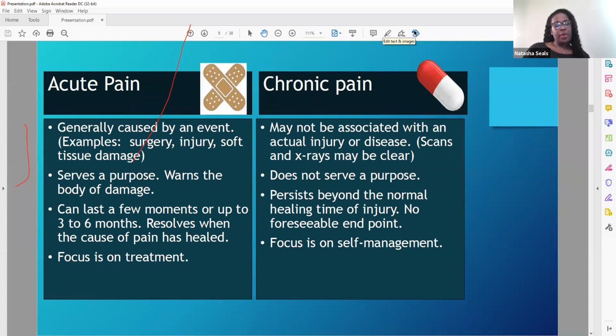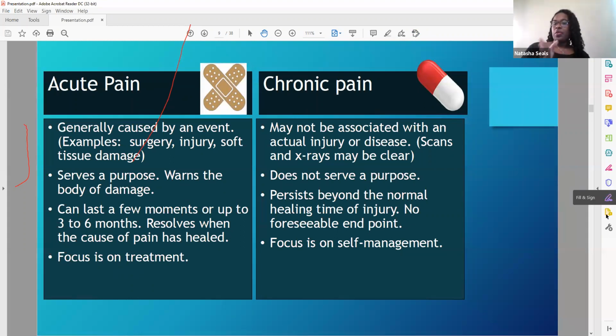So here we look at acute pain versus chronic pain. So CDC actually recognizes that when you treat acute pain, it should be done in the period of 3 to 7 days. Now, there may be instances where you may have to do more than that, but for the most part, 3 to 7 days should get the job done. It's generally caused by an event such as surgery, injury, or soft tissue damage. This particular pain serves a purpose. It warns you that something has happened to your body.